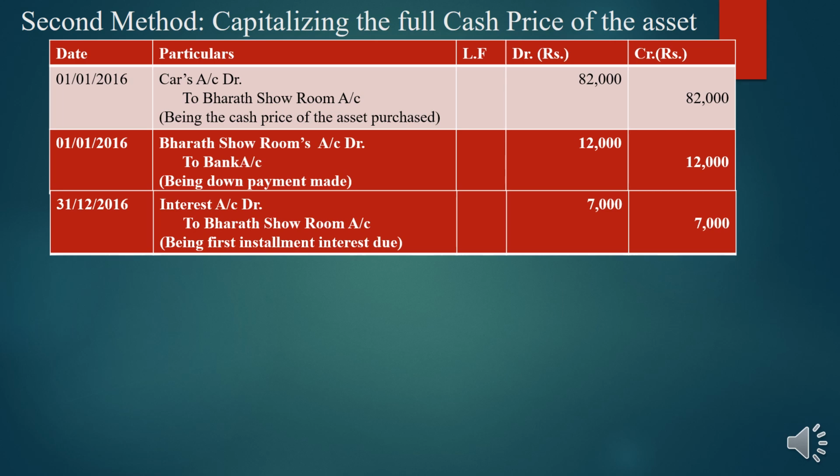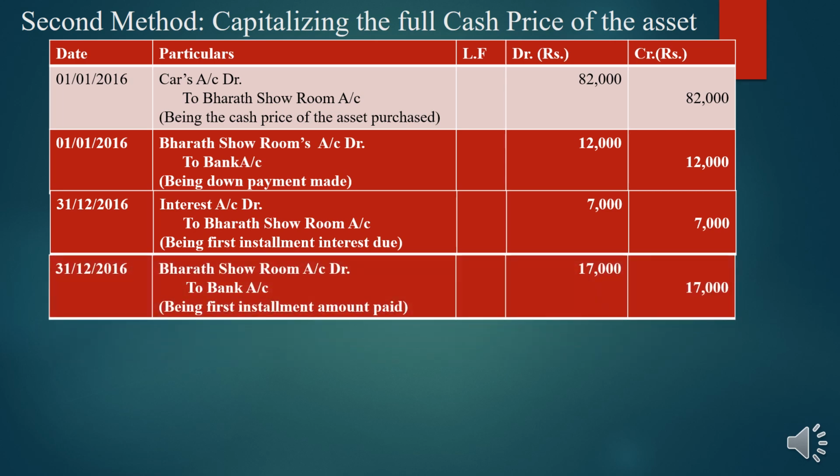But here, the asset is not going to be debited because it is already debited in the first journal entry. The full amount is being debited to the asset account. So we have to debit only the interest account. As soon as the interest becomes due, interest account is debited, Bharat showroom account is credited.